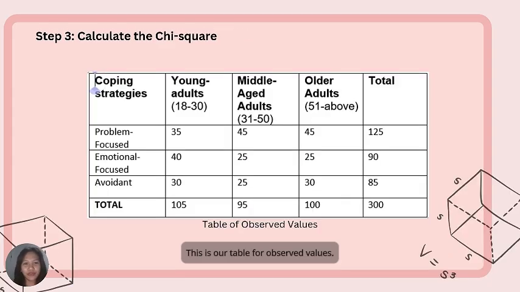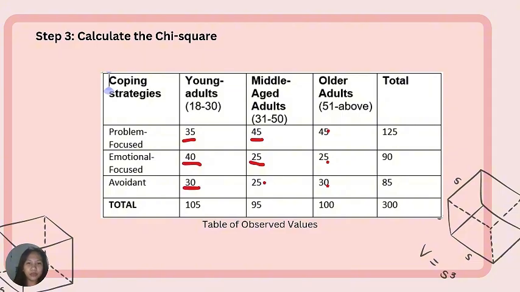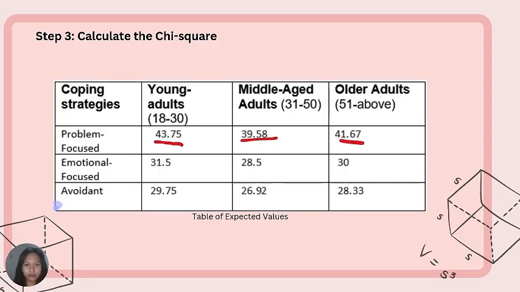And this is our table for our observed values. We're going to need this in calculating our chi-square, which is the step we're now making. To calculate chi-square, we need all the numbers from both our observed and expected values, not just the highlighted ones, with the exception of the total column. We're just going to need the 35 to 30, and the total we're not going to need. This is for our expected value table. We're going to need all of that also.